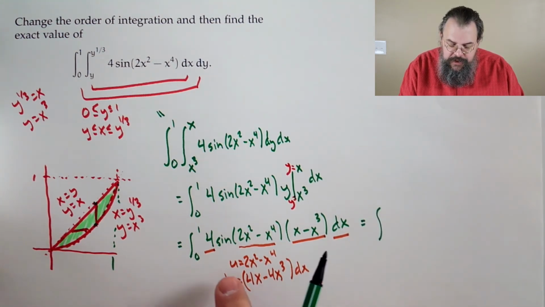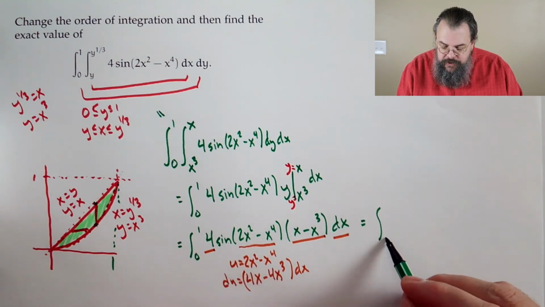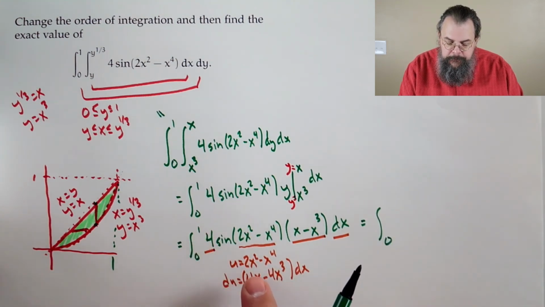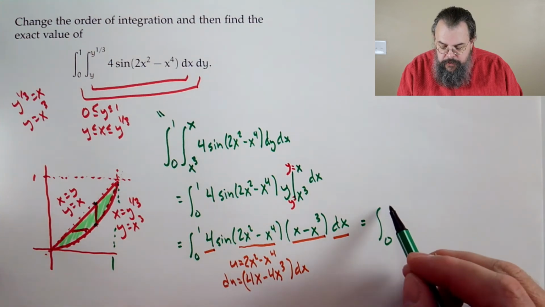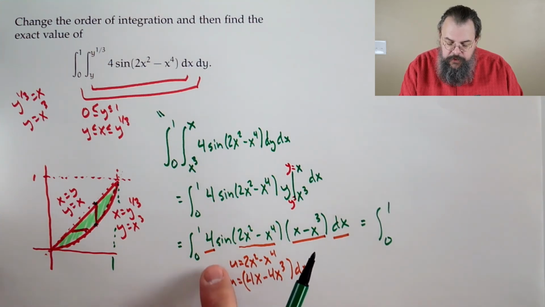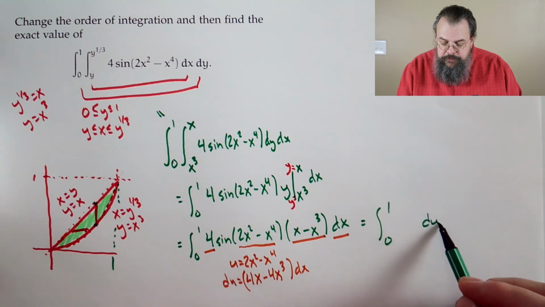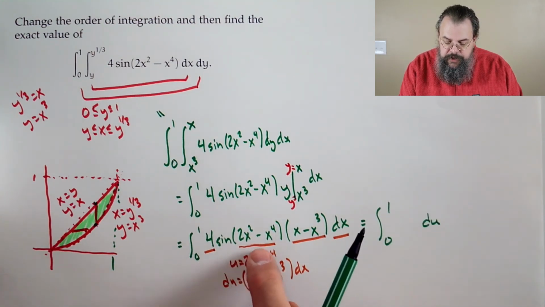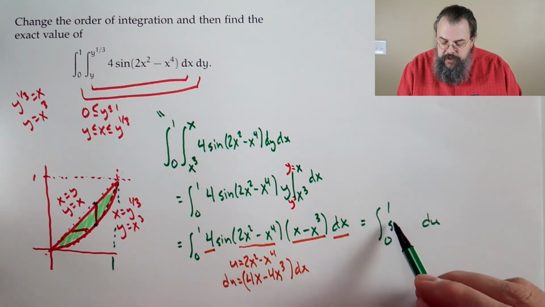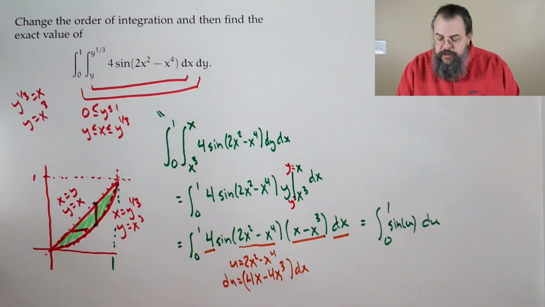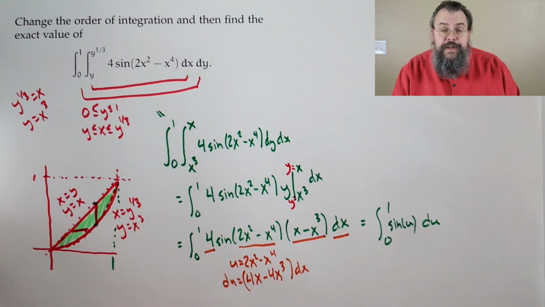Well, plug in 0, 0 minus 0, 0. Plug in 1, 2 minus 1, 1. The 4 times x minus x cubed dx is du. The sine of 2x squared minus x to the 4th becomes sine of u. Well, that's something we can actually integrate.